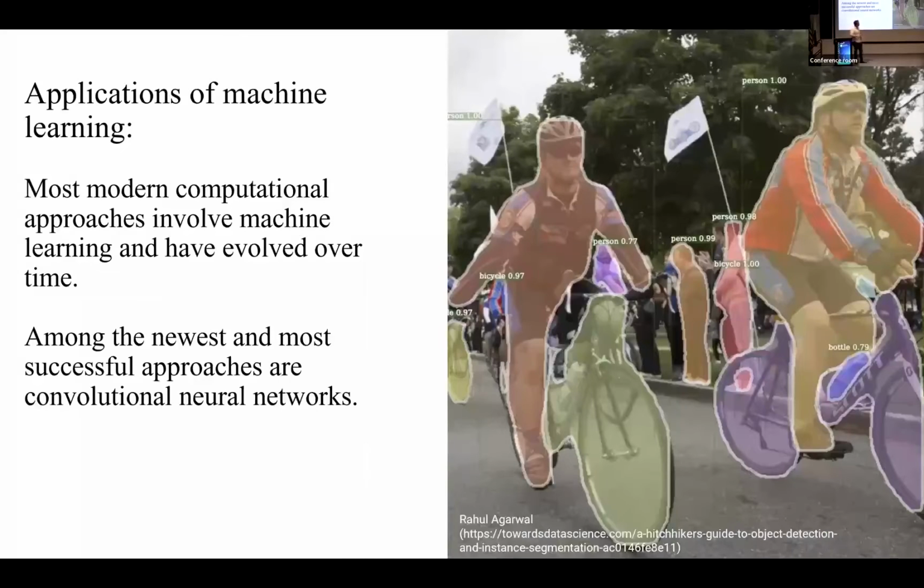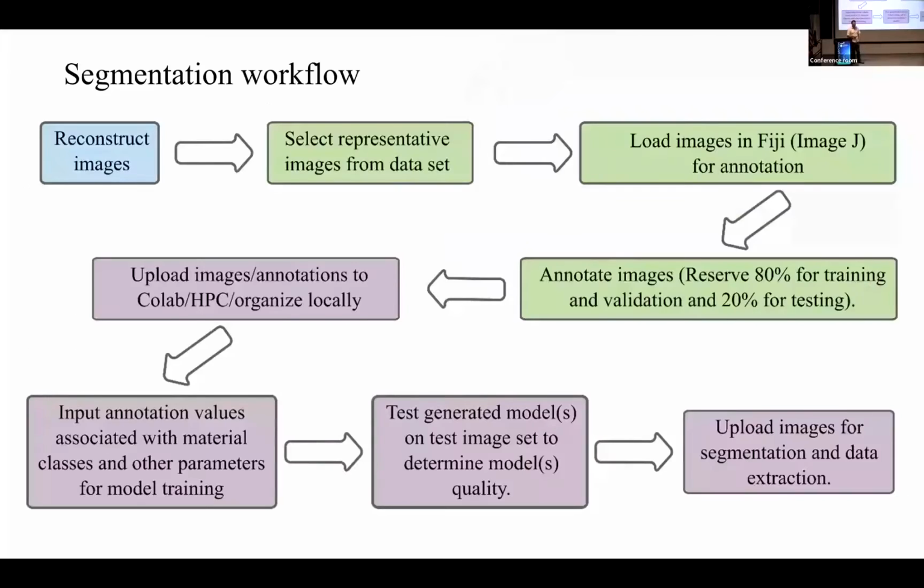And so we turned to machine learning for that, specifically convolutional neural networks. Here's an example of a neural network that's been used for object detection and instance segmentation. It's able to identify people fairly well and bicycles fairly well. So this is a pretty sophisticated method for image segmentation. And we wanted to apply this to our CT data sets and then expand it onto basically any image data set that we came across.